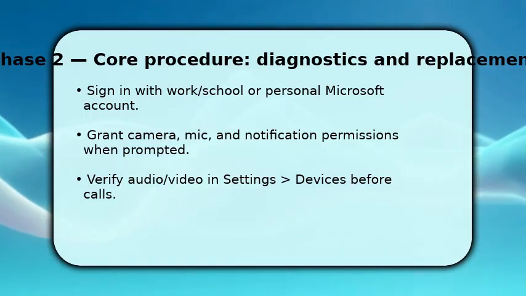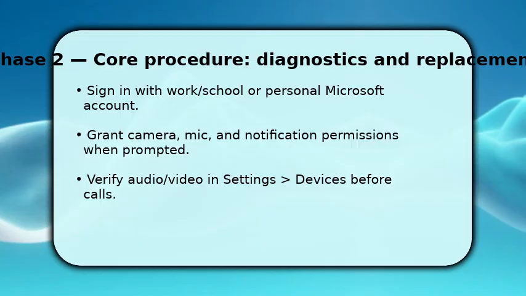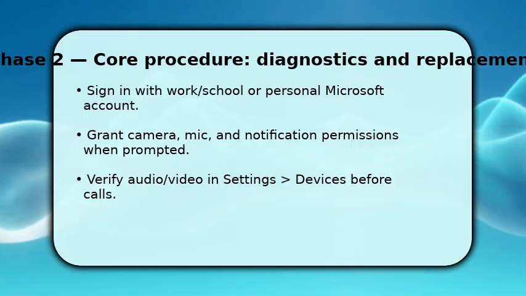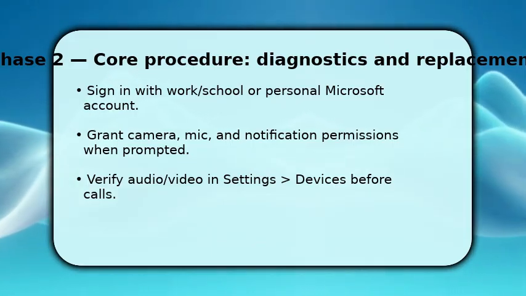Once signed in, go to Settings, then Devices to select the correct microphone, speaker, and camera. Test them with the built-in test call. This prevents issues during live meetings and ensures your audio and video route to the right hardware.